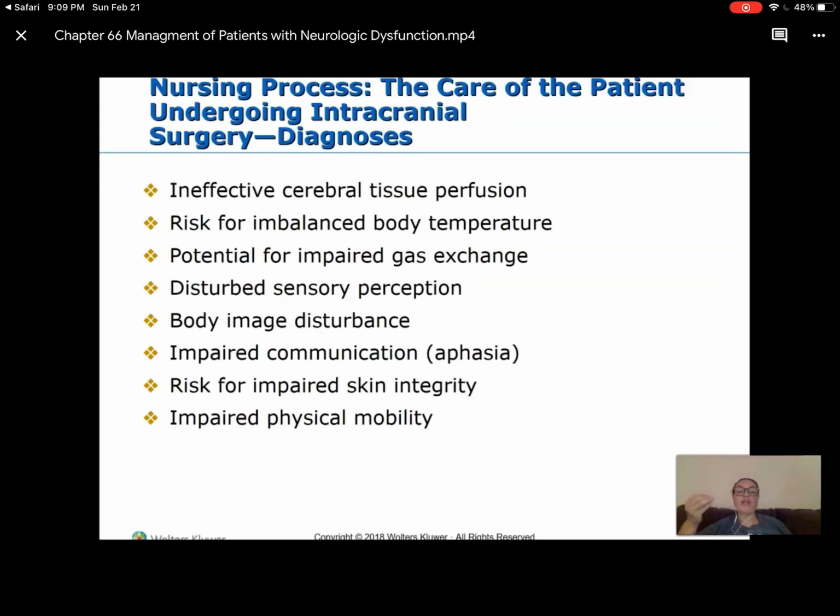When you're reading questions, when you're studying, what is priority for this patient? Here's some of the main priorities right here, but that doesn't mean every patient's going to need cerebral perfusion first. We may be at the point of rehab care where now maybe we're at a depression of what's happened to us, and it's a body image issue. Read the question. Read the case study. Look at your patient.